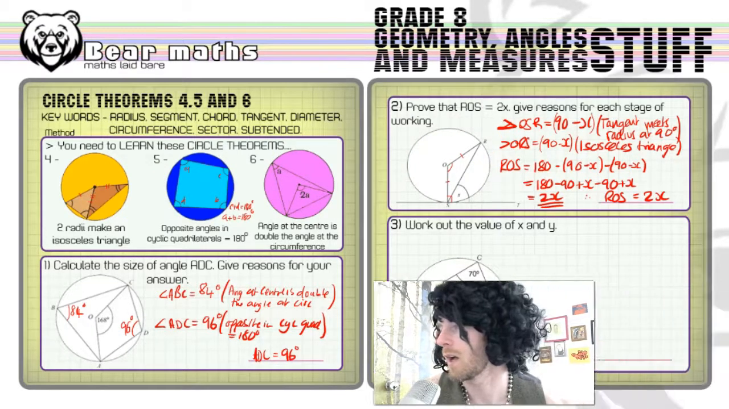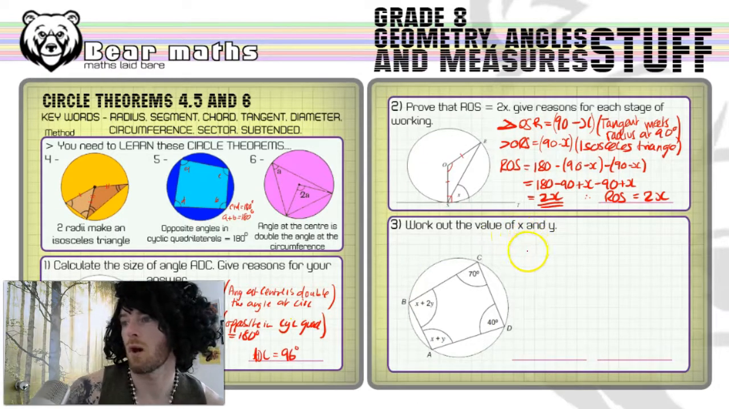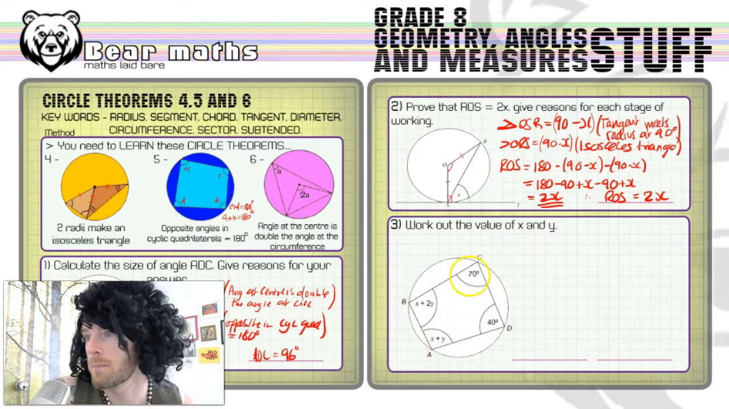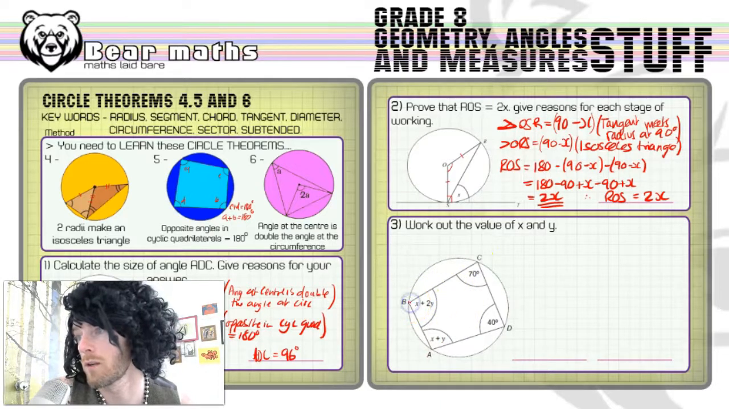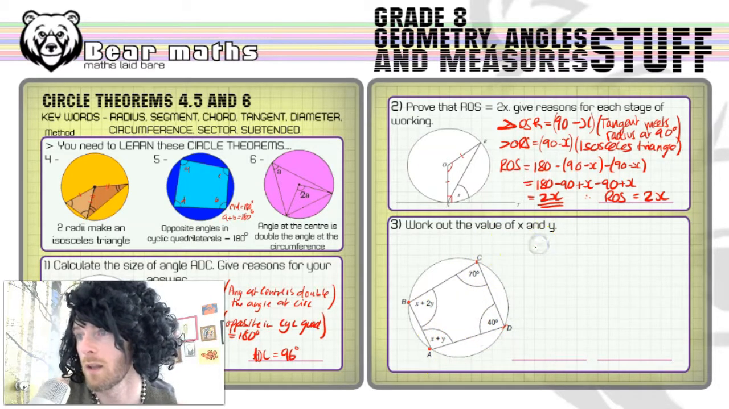I like it. Now, number 3, the final one in this video: work out the value of x and y. On the face of it, it seems pretty simple. Those two are the opposite angles in a cyclic quadrilateral, and it's a cyclic quadrilateral because all four points of the quadrilateral inside the circle touch the circumference. If it didn't, it wouldn't be a cyclic quadrilateral. So these two angles add up to 180, so we can write x plus y plus 70 equals 180.